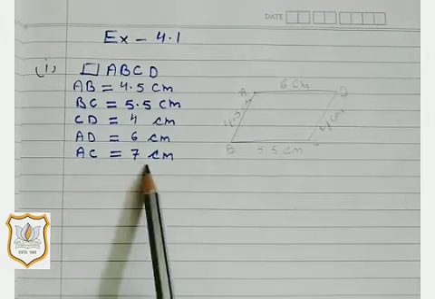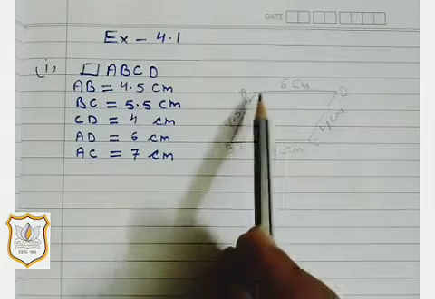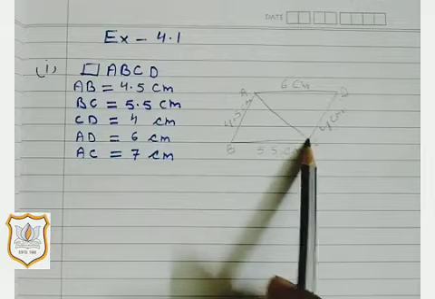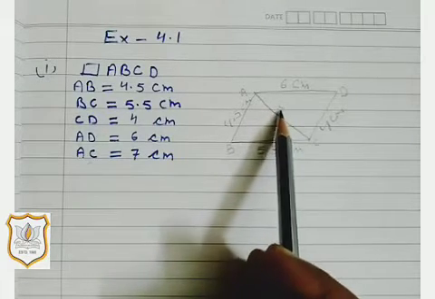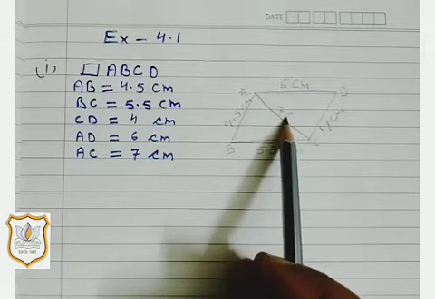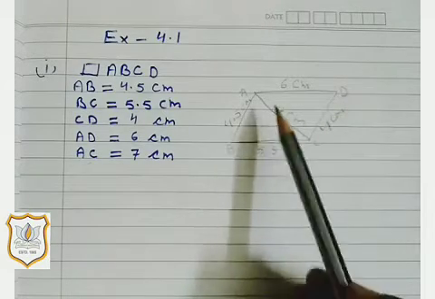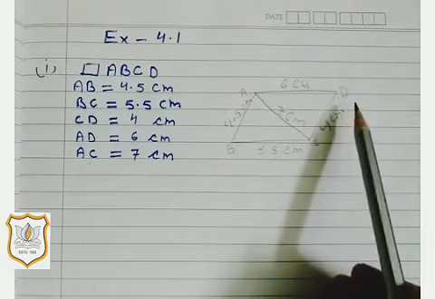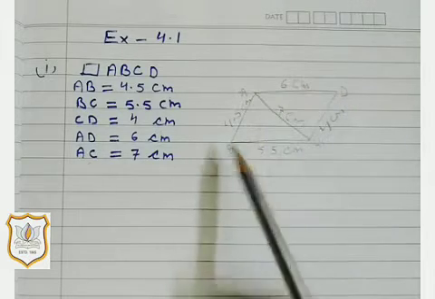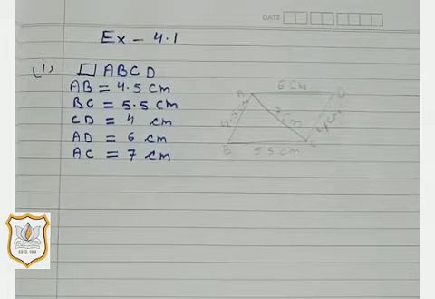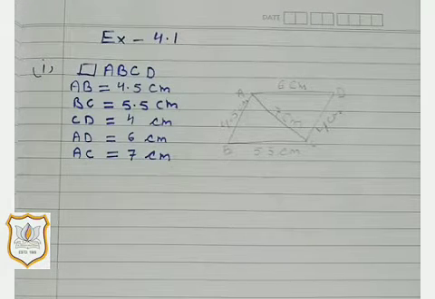And AC is equal to 7 centimeter. So we join point A and C. This is AC and this is 7 centimeter. Students, this is the diagonal of quadrilateral ABCD. Clear? So now our rough sketch is ready. Now we will see the rough sketch and construct quadrilateral ABCD.